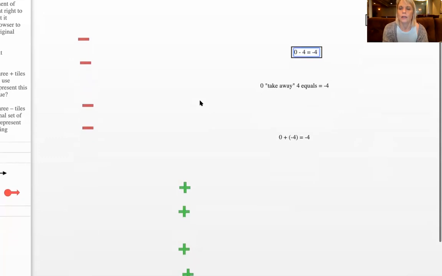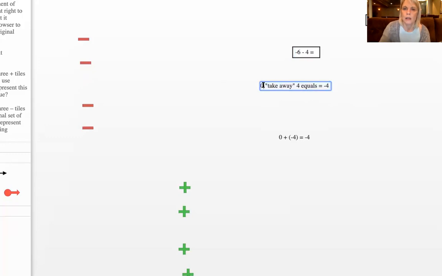Okay, you have an idea? Because I'm not sure what number you wouldn't be able to represent. -6 minus 4. Well, you can. Now I'll show you. This is the last problem I'll do. I'm going to do this one really fast. So -6 minus 4. So I'm going to change that. I'm going to move these away. So that means -6 take away 4.